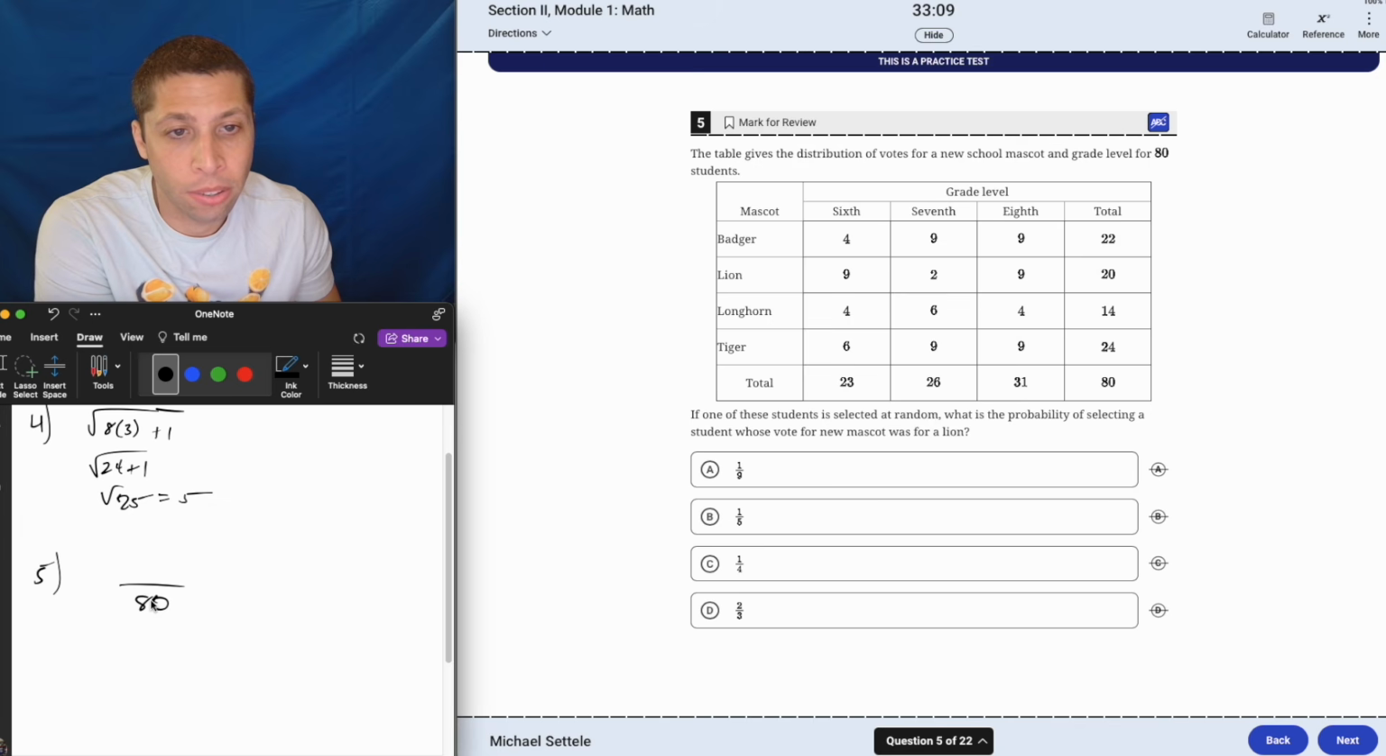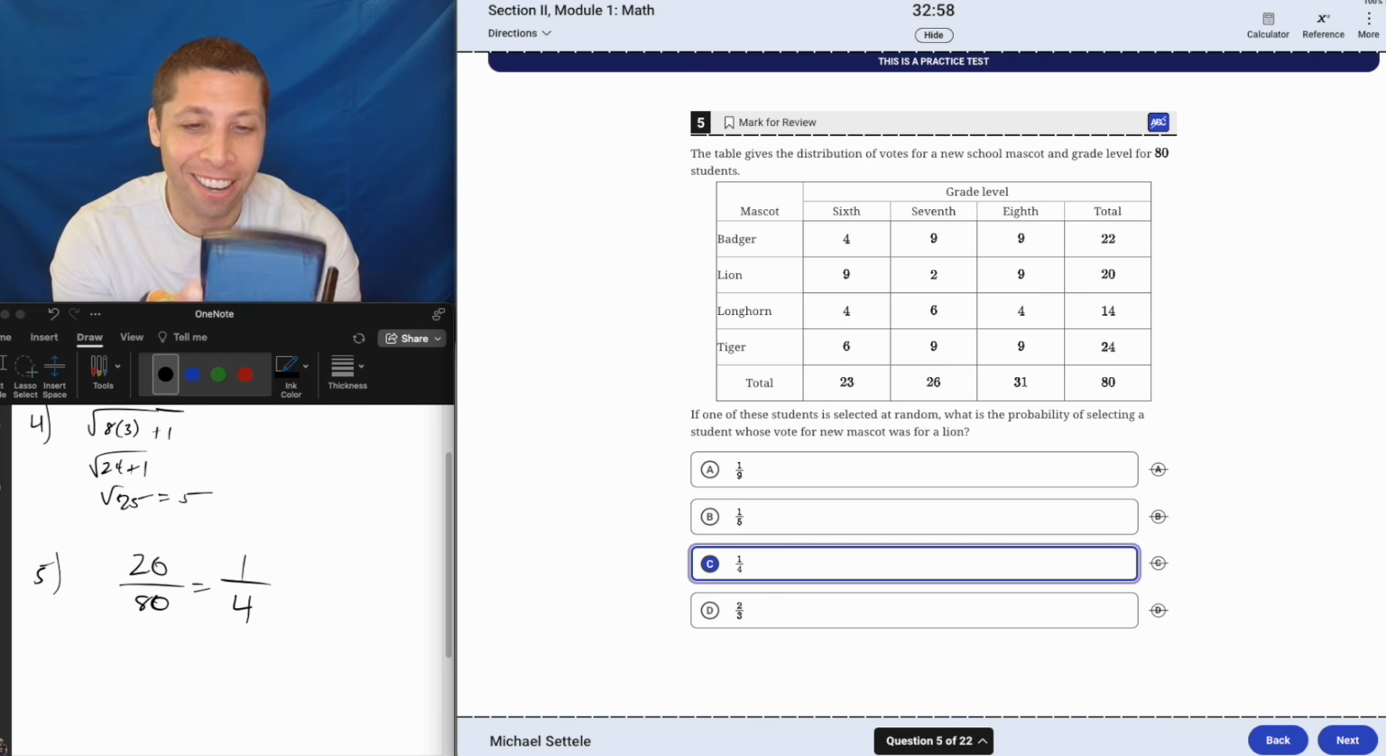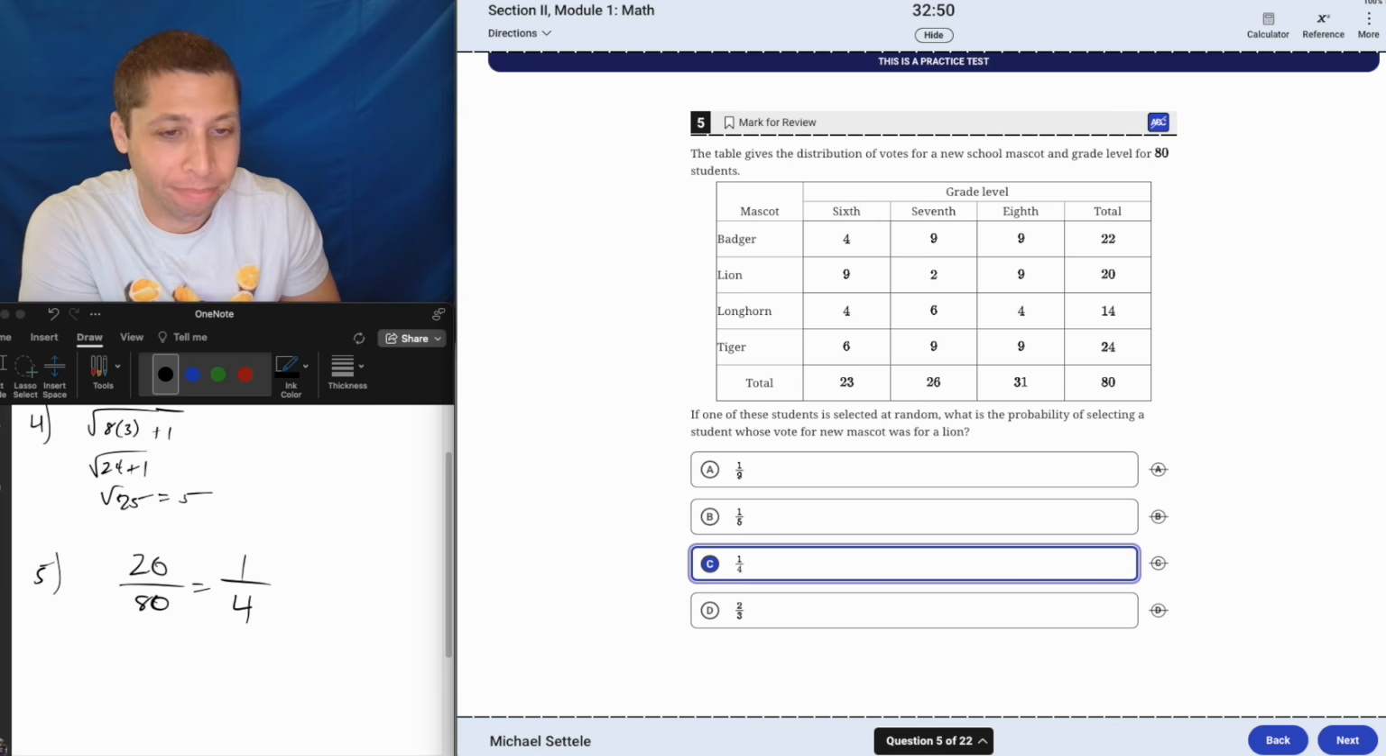So we've got to add 6th, 7th, and 8th. That's already added for me as 20. So that's 1 out of 4. We're going to type that into the calculator because it's possible. I'm being stupid. 20 divided by 80 is 1 over 4. Yeah, 0.25. Okay. Easy.